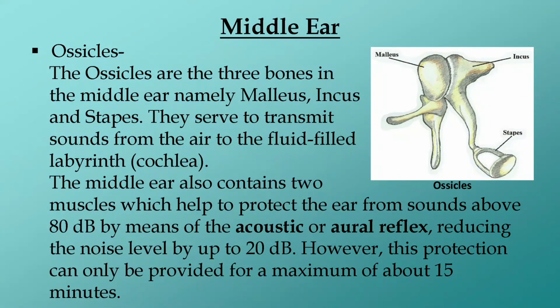Middle ear. Ossicles. Ossicles consists of three bones called malleus, incus and stapes. Sound vibrations travels from malleus to incus to stapes and then to the cochlea.